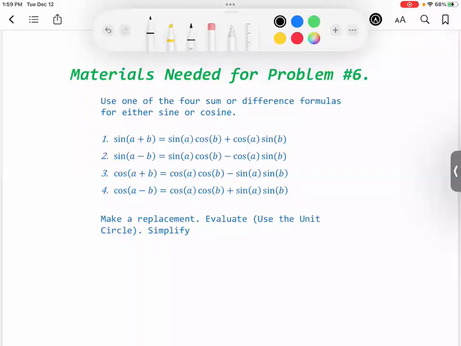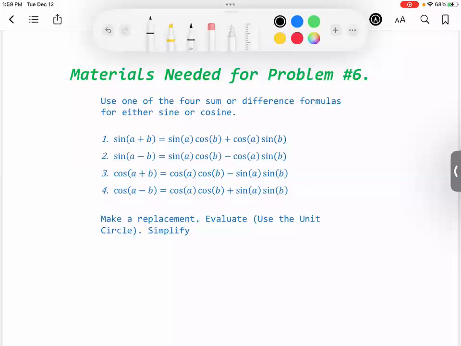Okay. So in problem number 6 of your sample final, it's going to ask you to use a sum or difference formula for either sine or cosine. So essentially, you're going to have to use one of these four formulas. You have sine of A plus B is equal to sine of A times cosine of B plus cosine of A times sine of B.